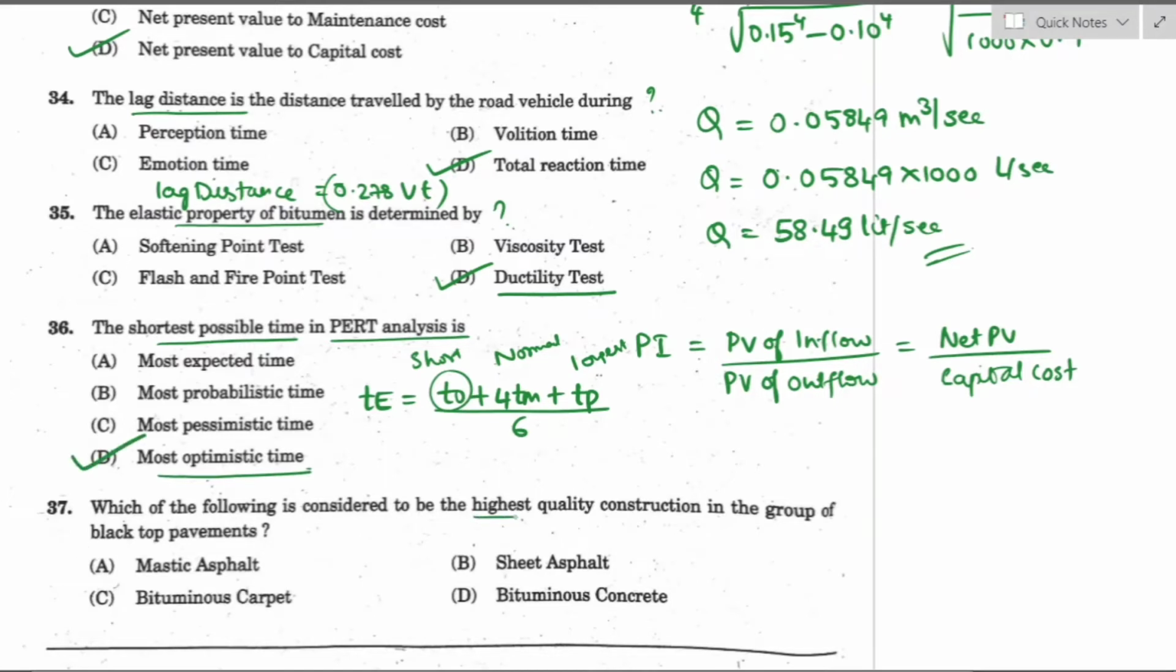Question number 37. Which of the following is considered to be highest quality construction in group of blacktop pavements? The highest quality construction is obtained using sheet asphalt. Option B is the right answer.